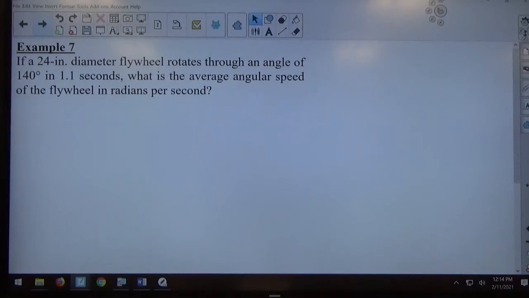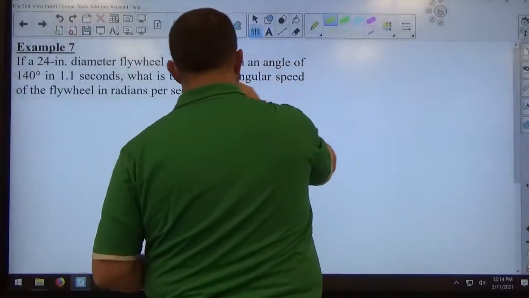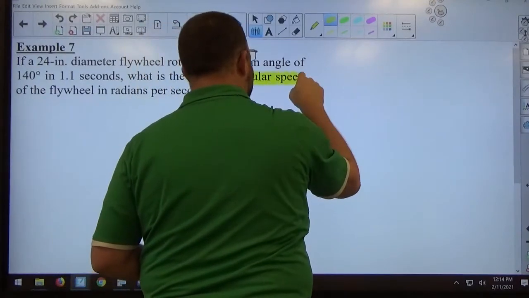Okay, example 7. If a 24-inch diameter flywheel rotates to an angle of 140 degrees in 1.1 seconds, what is the average angular speed of the flywheel in radians per second? All right, so average angular speed.